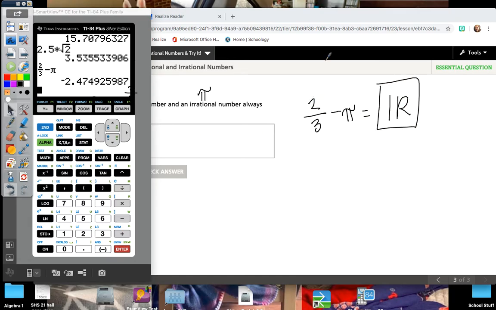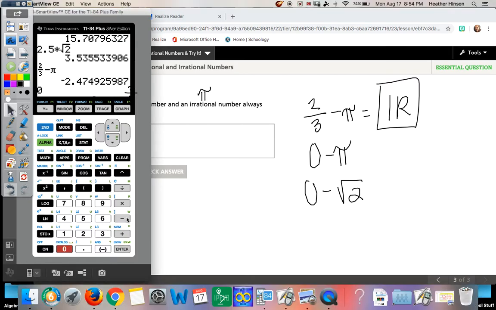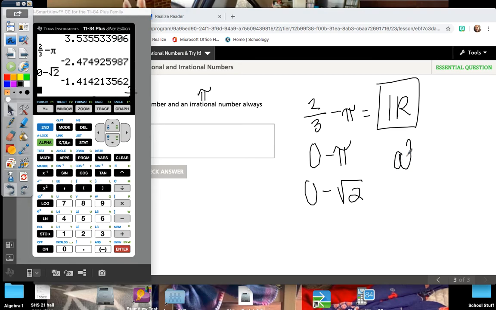Now we can try it with 0 because we saw in the last one 0 was an exception. So if you want to change that to 0 minus pi or 0 minus square root of 2, or something like that, you're more than welcome to. See if it gives you a normal decimal or if it gives you 0. So I'll try square root of 2. If I subtract that, 0 minus square root of 2, it's still going to give us one of those weird random decimals. So even 0 on this didn't change our answer. It's always going to be irrational.